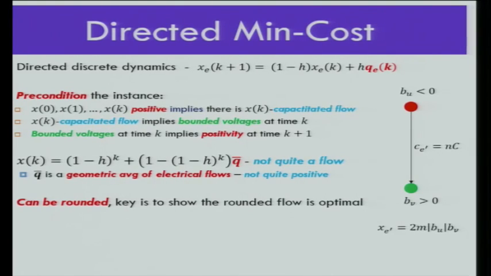Does that mean that you're modifying the dynamical system? In the beginning, we modified the dynamical system. After that, no, we don't. The rounding is just for the proof.